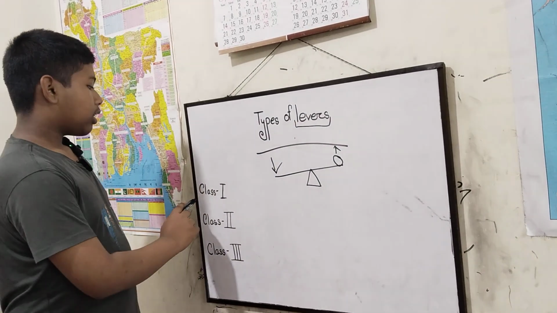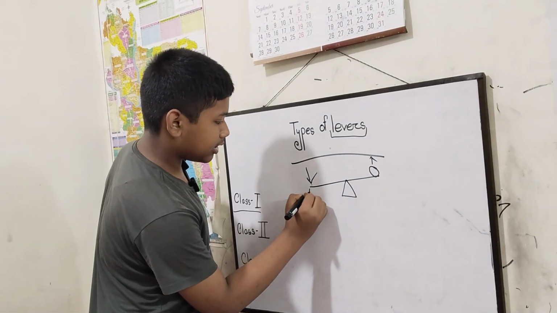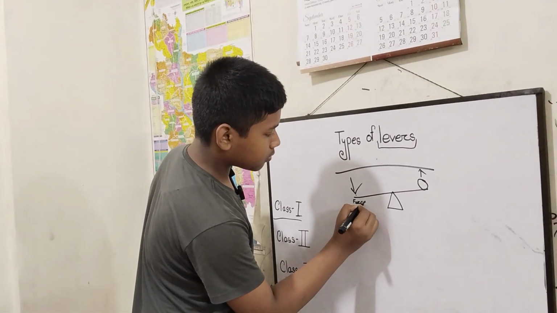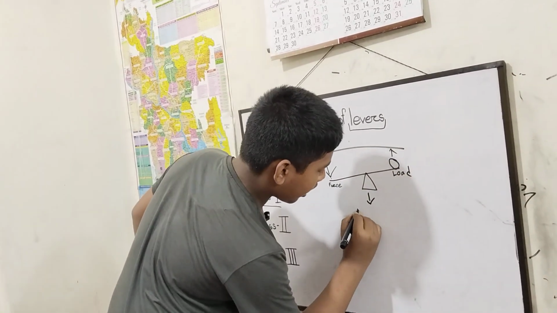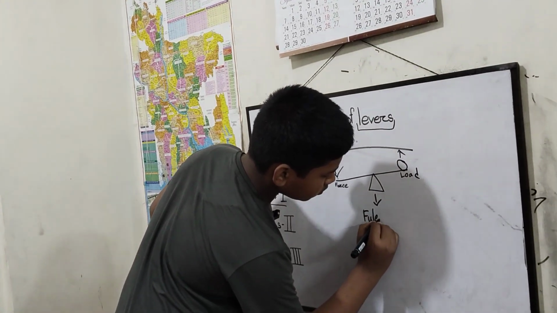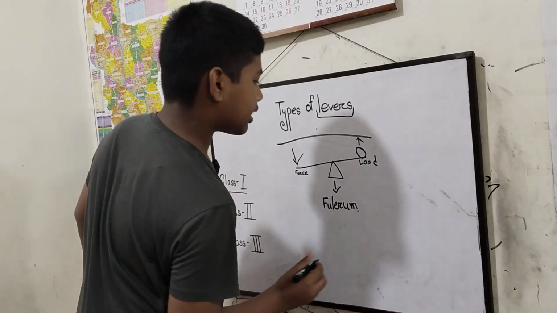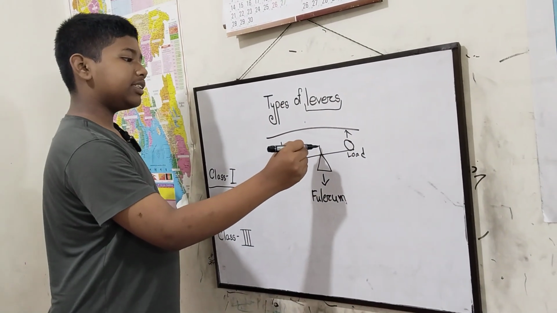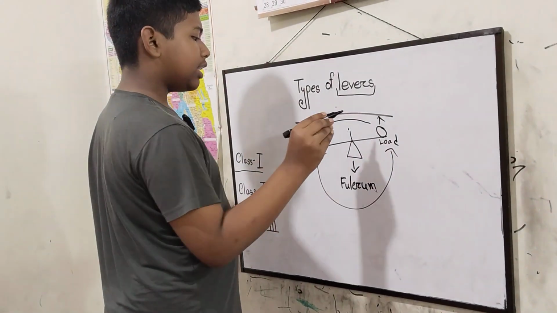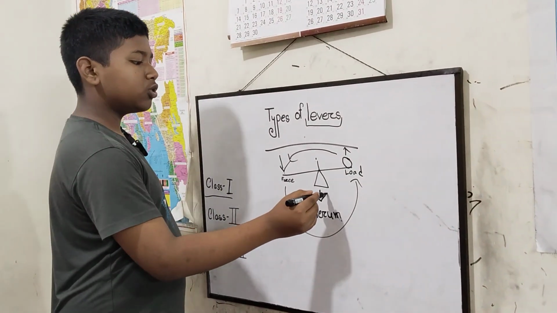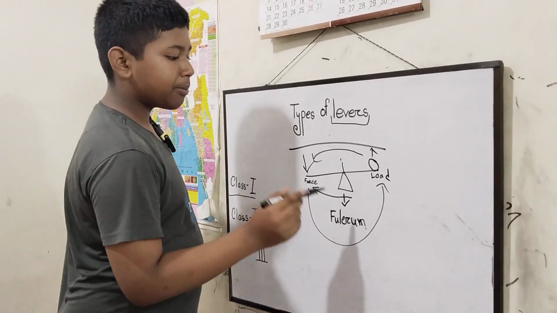For example, class 1 lever. What is a class 1 lever? We see that first here is the force, and this here is the load, and in the middle we have the fulcrum. See, this is a class 1 lever because the fulcrum remains at the middle. If the force and load were exchanged, nothing will change. But if the fulcrum changed to force, then something will change.